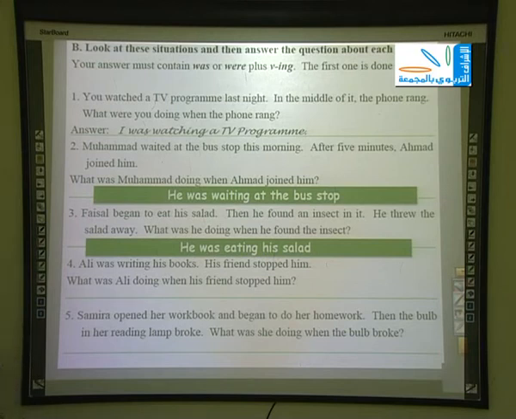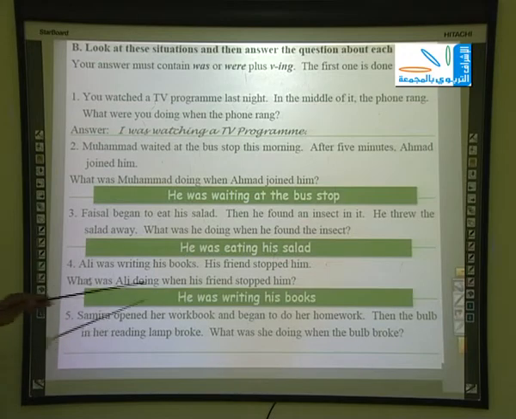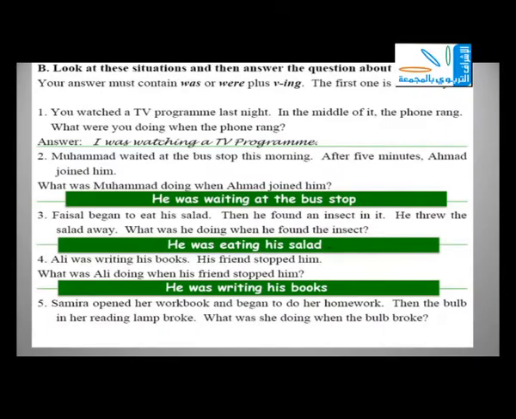Let's move to number 4. Ali was writing his books. His friend stopped him. What was Ali doing when his friend stopped him? The answer is, he was writing his books.